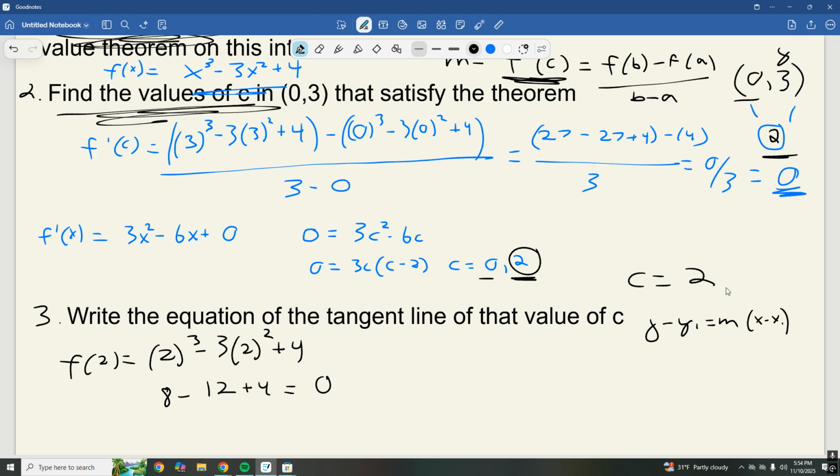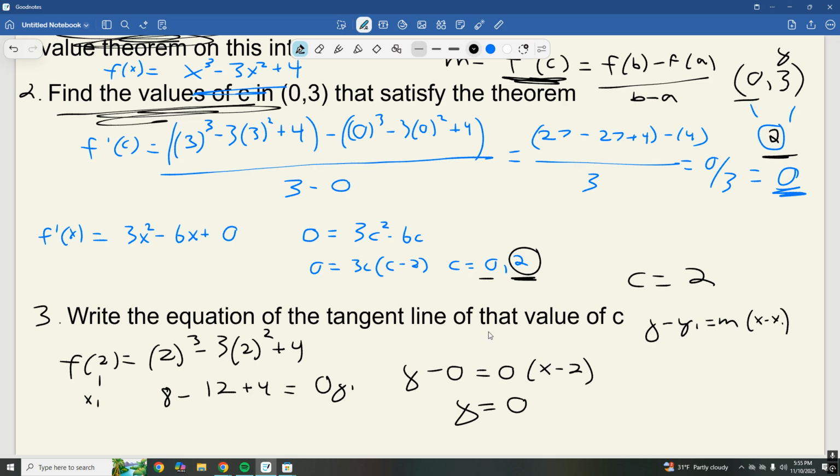So 0 is our y1, 2 is our x1. So now if we plug in our points, we have y minus 0 equals 0 times x minus 2. And we multiply all this out, we get, I think, just y equals 0. Yeah, so our equation is y equals 0.